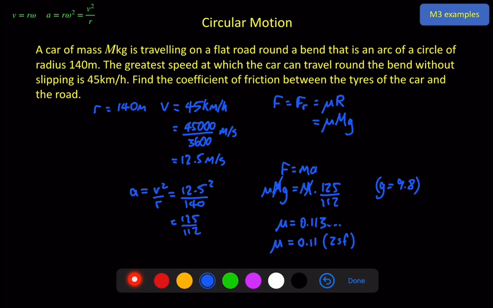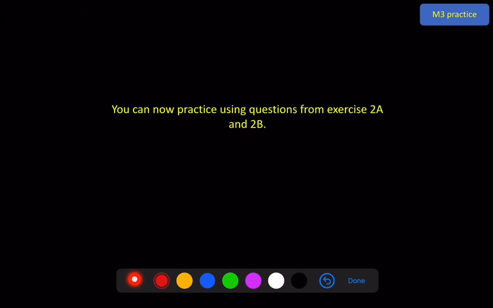Fairly simple start, just these two key formulas connecting speed and angular speed, and then the acceleration. If you can apply these formulas, you can try the questions in exercise 2A and 2B from the textbook. And maybe I'll see you in video 2.